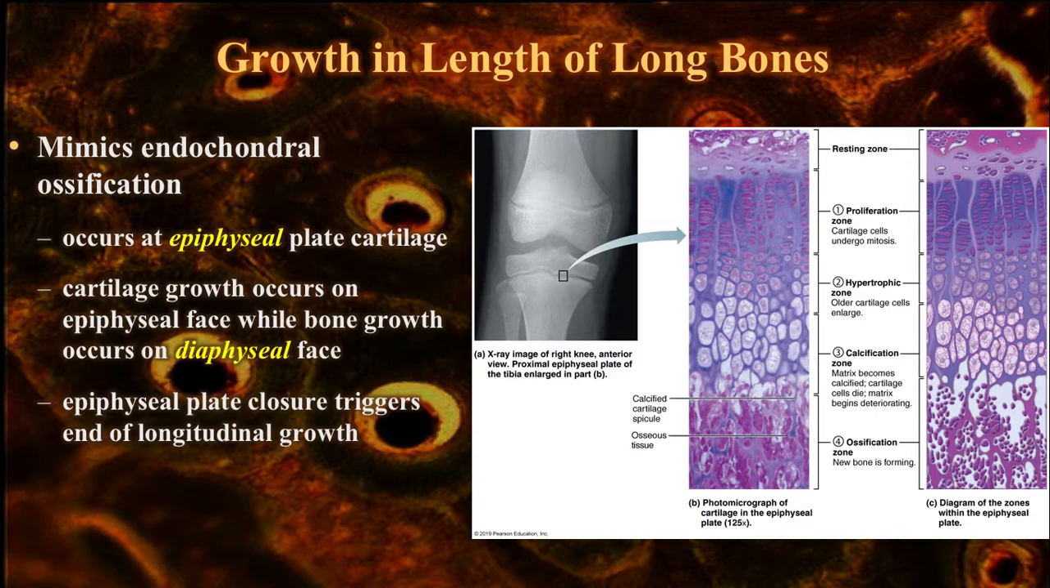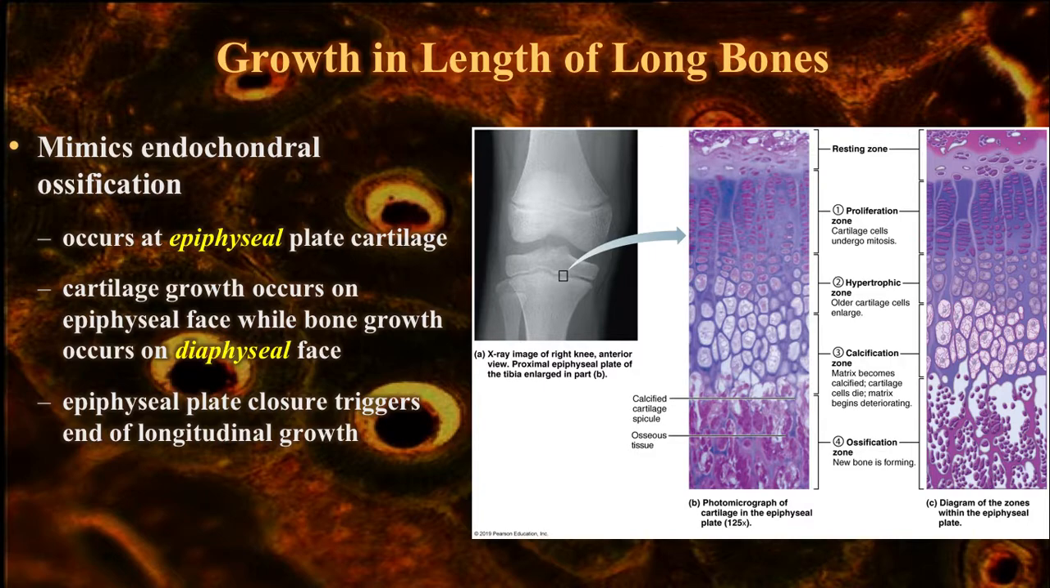So the cartilage growth occurs on the epiphyseal face, which is the side closest to the epiphysis, while the bone growth occurs at the diaphyseal face. So the side closest to the shaft or the diaphysis. And eventually that will push and push and push and make the bone longer.